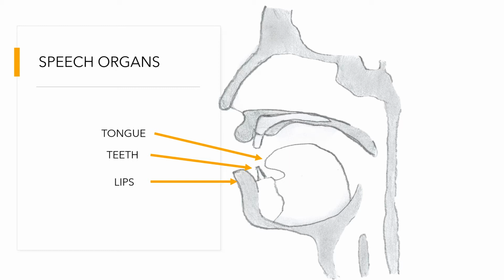The front lies underneath the hard palate. The center is the part beneath the hard palate and the soft palate. The back is beneath the soft palate, and the root is opposite the back of the pharynx.